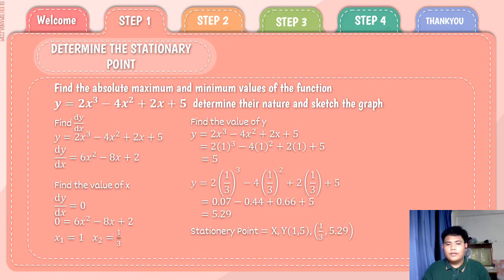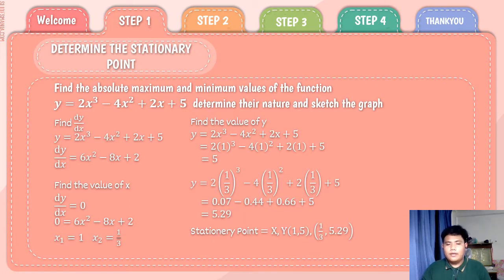Next, we need to find the value of y when x is 1 and 1/3. So for the first y, it will be 2(1) cubed minus 4(1) squared plus 2(1) plus 5, and we will get 5.